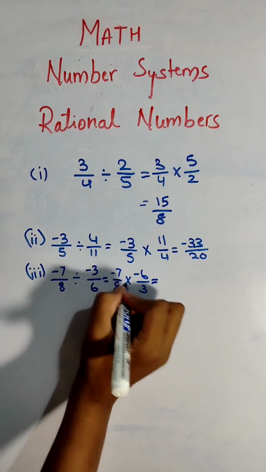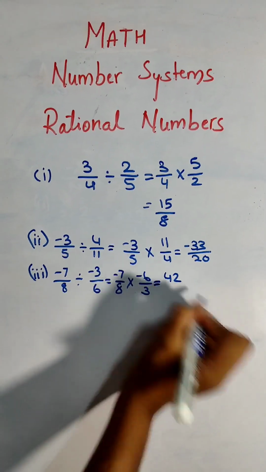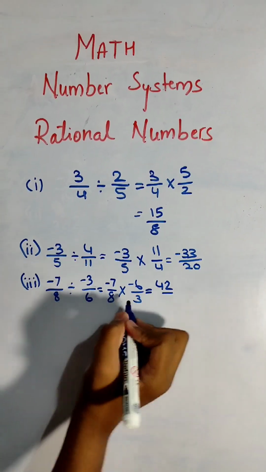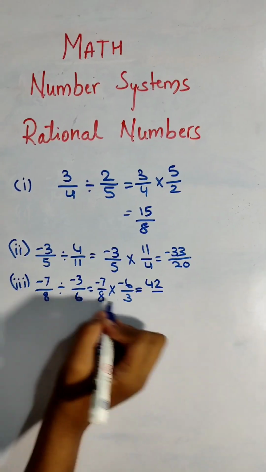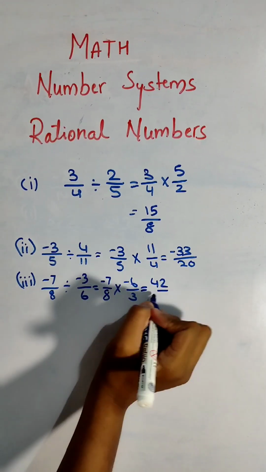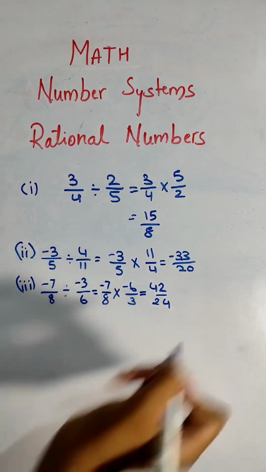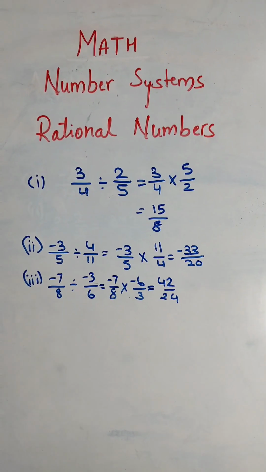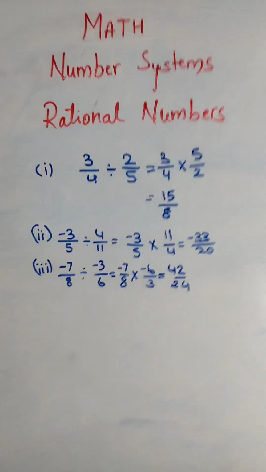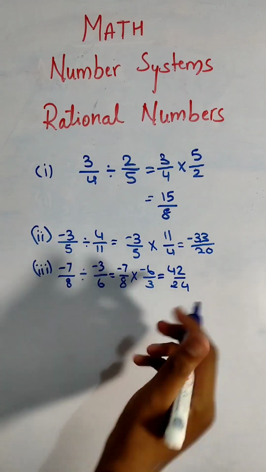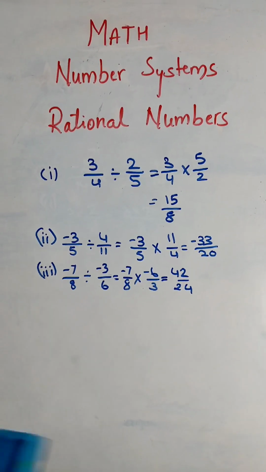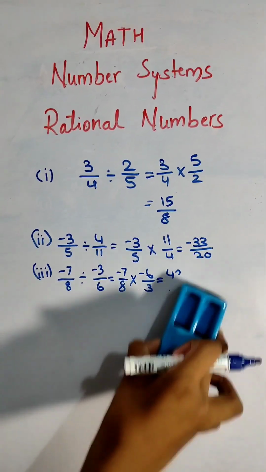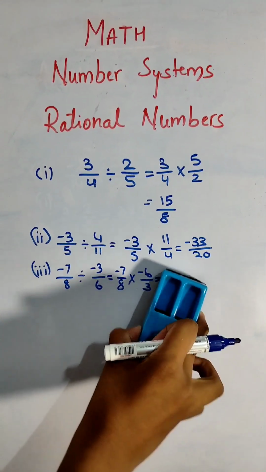Therefore, 7 into 6 will stay 42 and not minus 42, so it will be 42 by 3 into 8, which will be 24. But we can see over here that 8 and 6 could have been cancelled earlier. Also, another way to do this, I have done it here, but we can simplify this equation to get it to its simplest form.